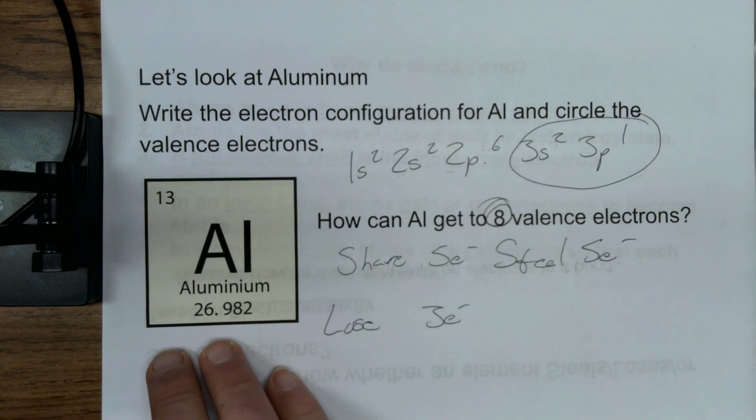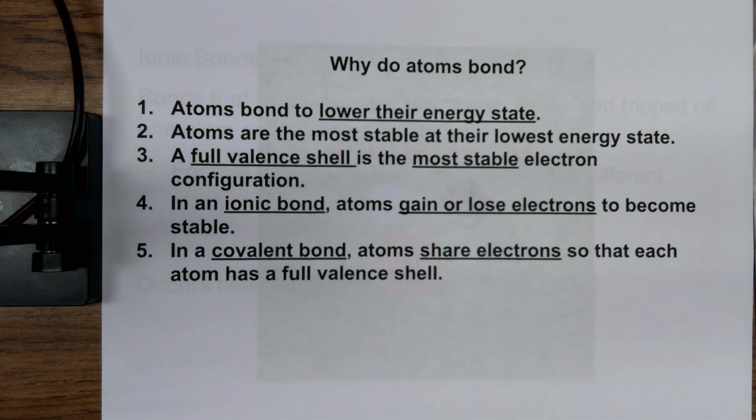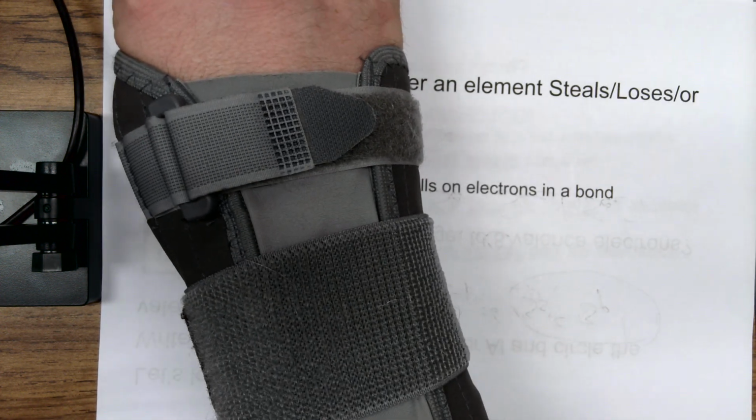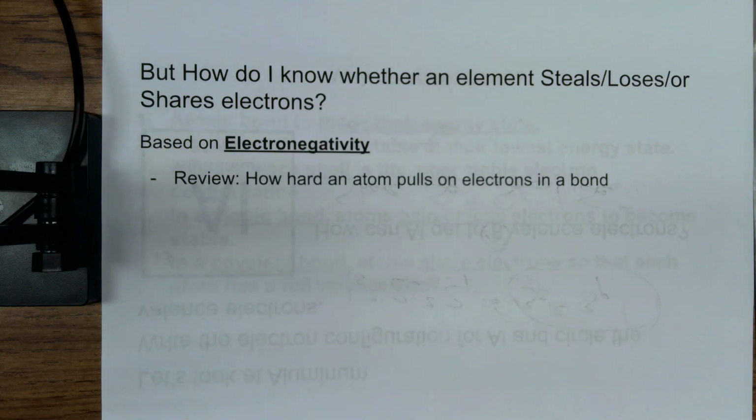So what's driving all this? How do I know that my metals are going to lose electrons and my non-metals are going to gain electrons? It all comes down to that trend we talked about last time. One of the three trends, electronegativity. So we're going to review. So quick definition of electronegativity is how hard an atom pulls on a bond. That's the big thing. How hard the atom is going to pull on those bonded electrons.